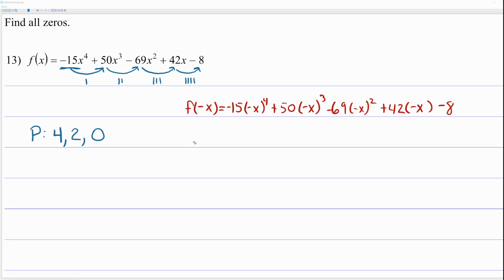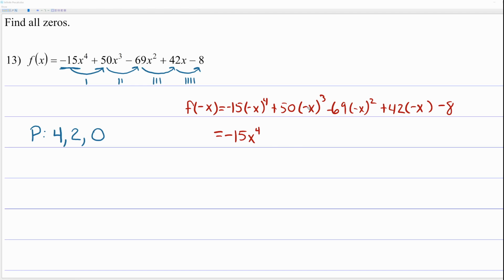Now, what happens with this polynomial? If you have a negative raised to the fourth power, well, just pretend this is negative 1 times x. Negative 1 times negative 1 times negative 1 times negative 1 is positive 1. So negative x raised to the fourth power is positive x to the fourth. So this is negative 15 times positive x to the fourth. So this term stays negative 15x to the fourth.